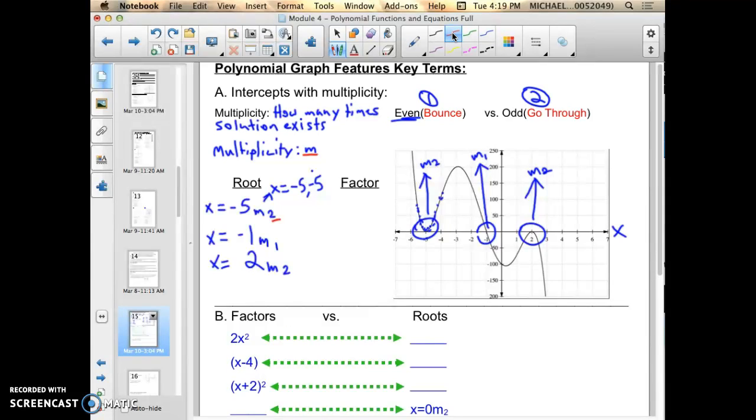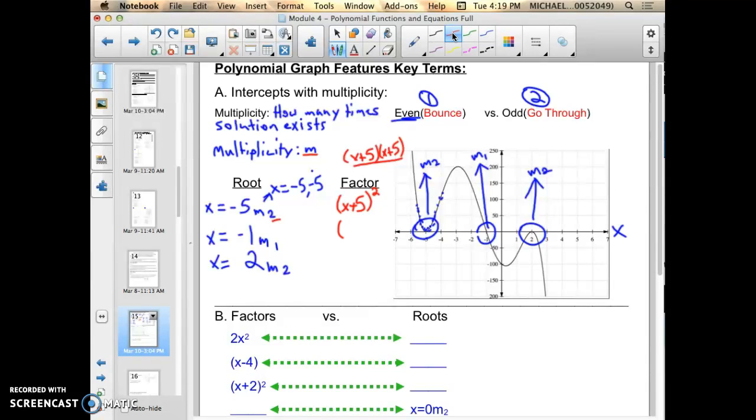And so factored form, we're going to talk about this more specifically in just a little bit, is the opposite sign of the root form. So it would be x plus 5. And instead of writing multiplicity 2, I'm going to put to the power of 2, meaning that factor technically shows up twice, x plus 5 times x plus 5, if you were to write out this polynomial function. But you can condense that down to x plus 5 squared.